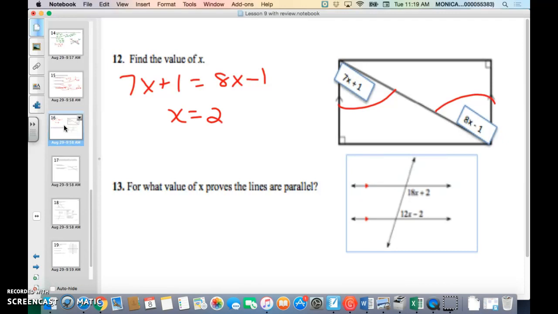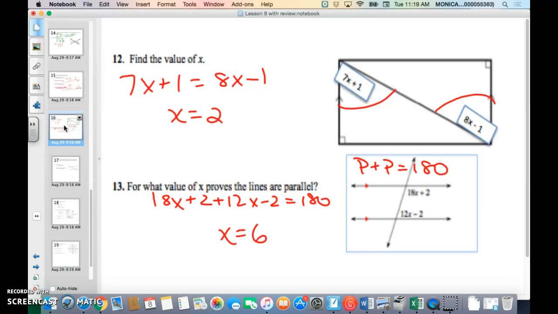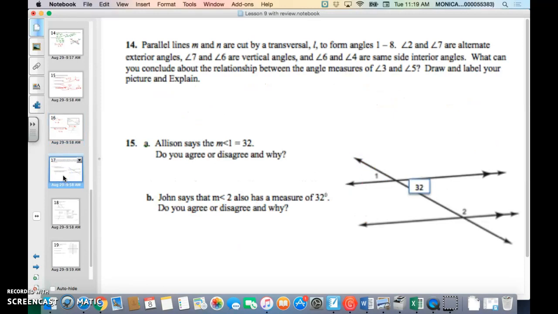All right, and then for 13, these are same side interior angles. So this is going to be part plus part equals 180. So when you set this up, it'd be 18x plus 2 plus 12x minus 2 equals 180. And when you work it out, I believe you get x equals 6.